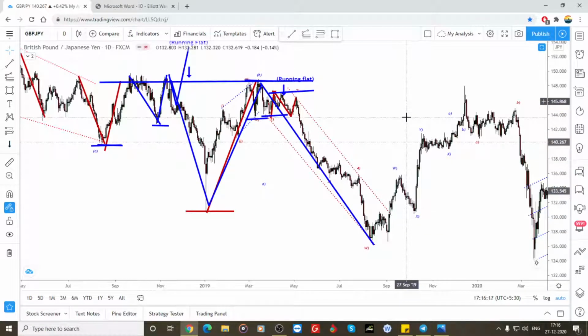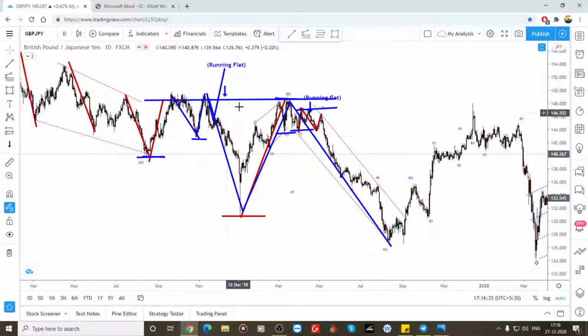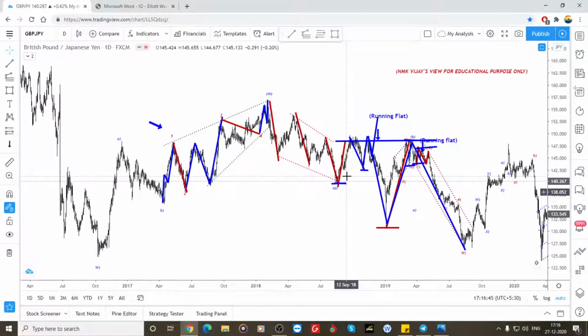You only have to fit to the rules that wave 2 cannot go below the start of wave 1, and wave 4 cannot overlap wave 1. In the impulsive, only if it is a diagonal pattern can they meet each other. So those are the golden rules. But in this kind of extensions and retracements in the irregular flat, it will violate the rules. I have seen it a lot of times like this.